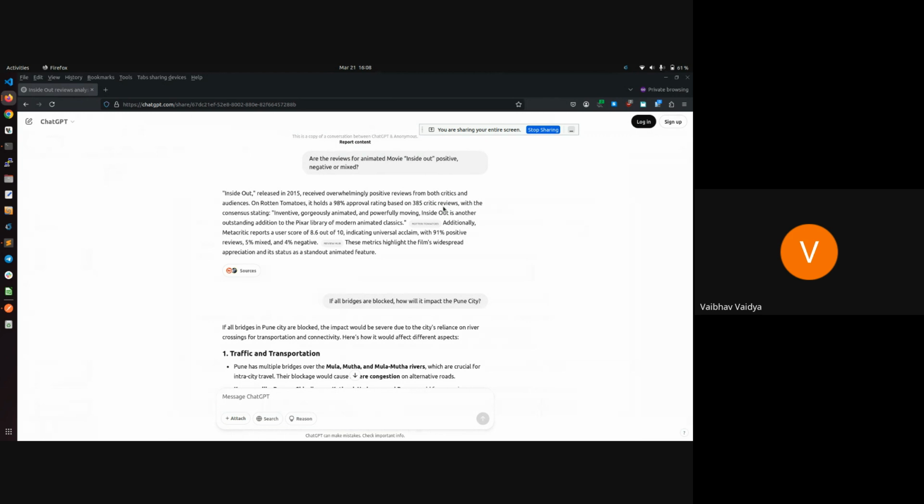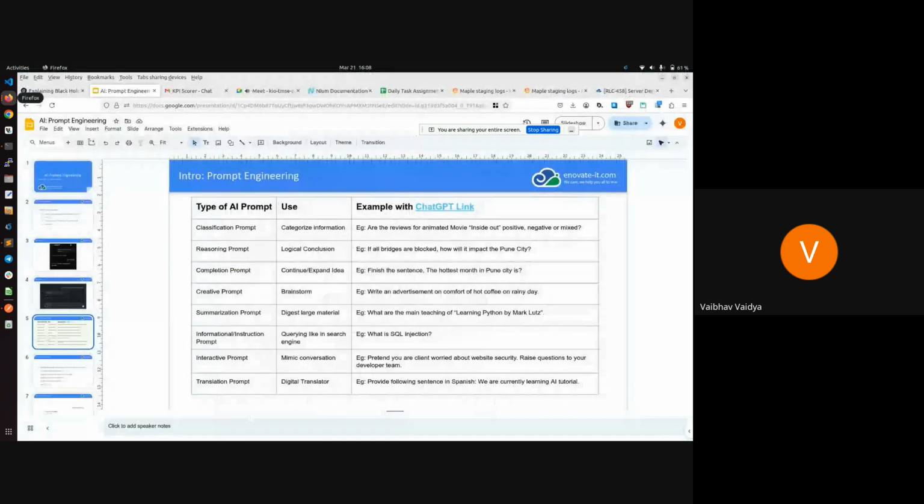So AI can aggregate all your data. It can then categorize that data based on whatever data collection it had. Okay, so this is, what they say, the strength of a classification prompt.